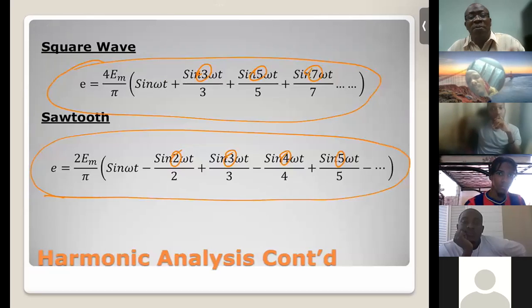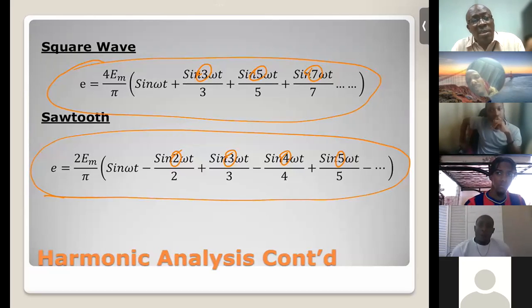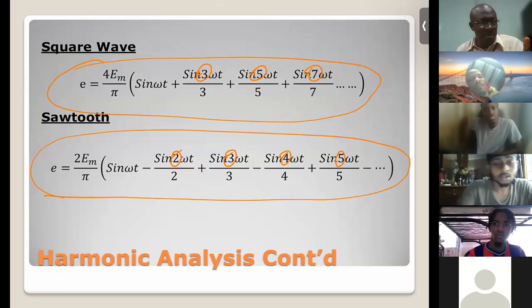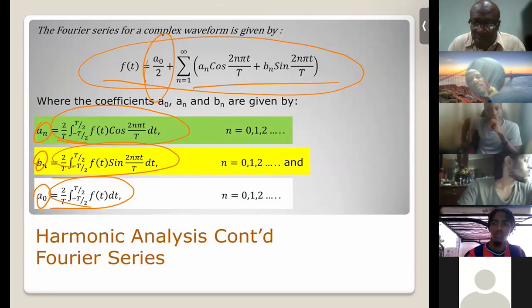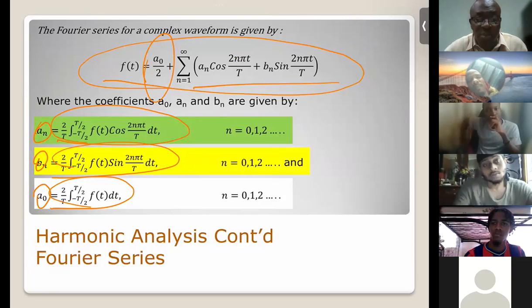Now, if you're thinking of a voltage as a constant, what would that represent? If it's constant, what would it represent? Anybody? DC. DC, sir. DC. All right. So it means that in your Fourier series, that constant component would be the DC component. All right. Okay.